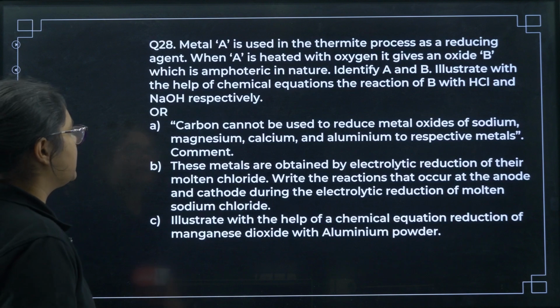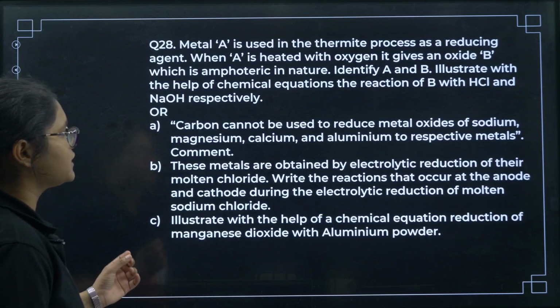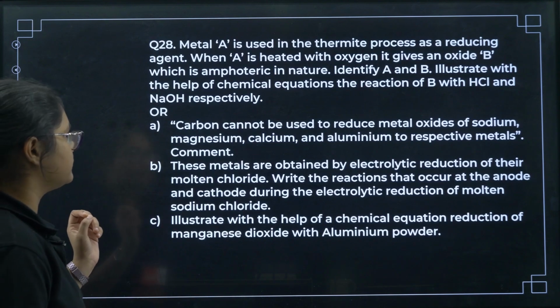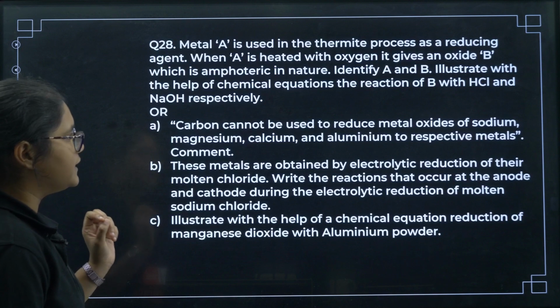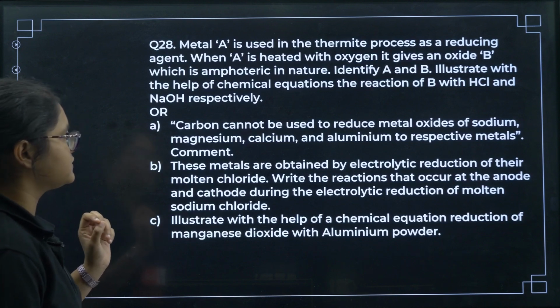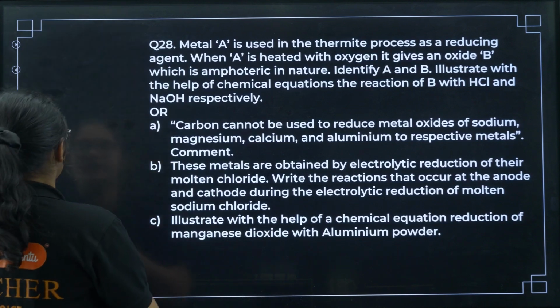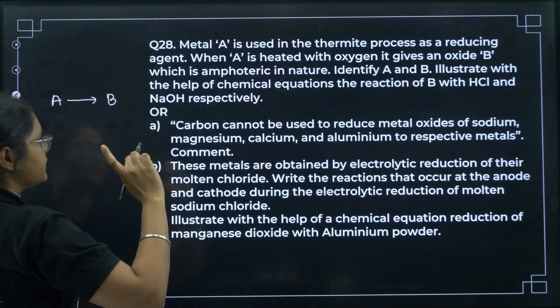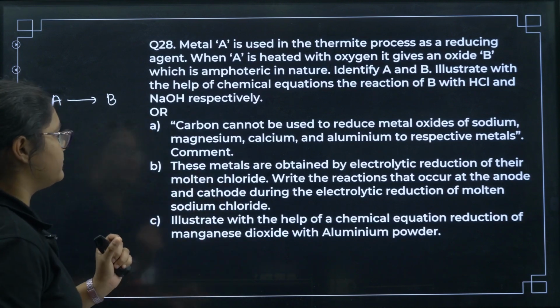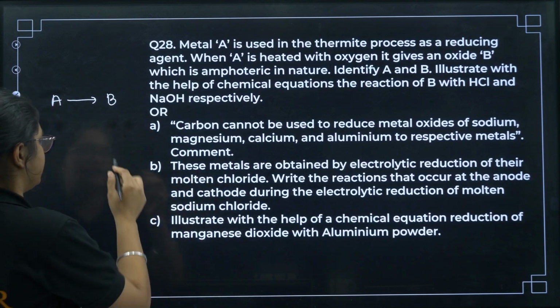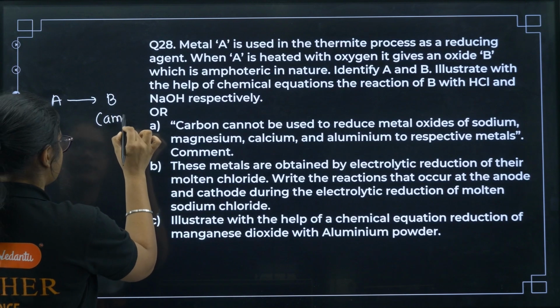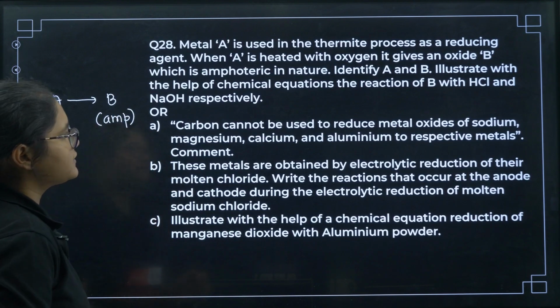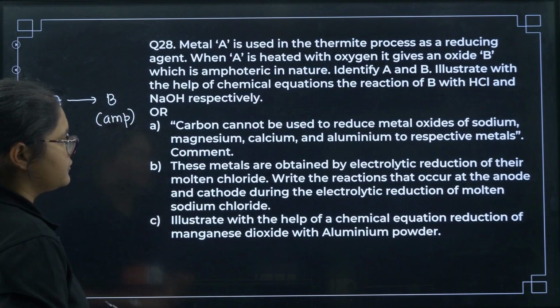Next, question number 28. Metal A is used in the thermite process as a reducing agent. When A is heated with oxygen, it gives an oxide B. Okay, so what all things we have? A, when it reacts with oxygen, gives an oxide B, which is amphoteric in nature. Next, identify A and B, the first thing.